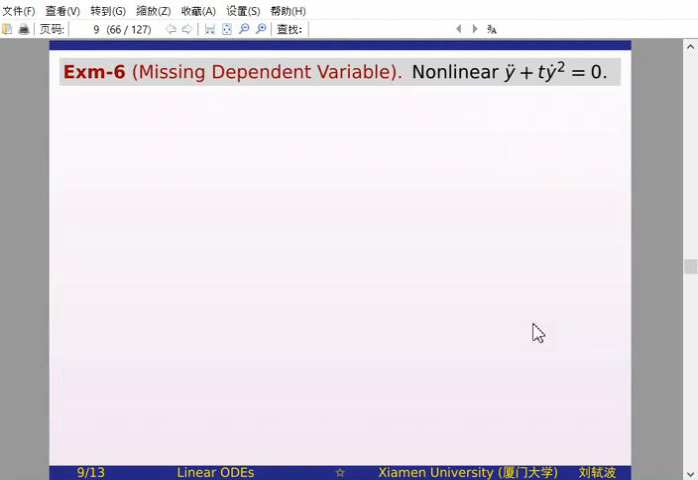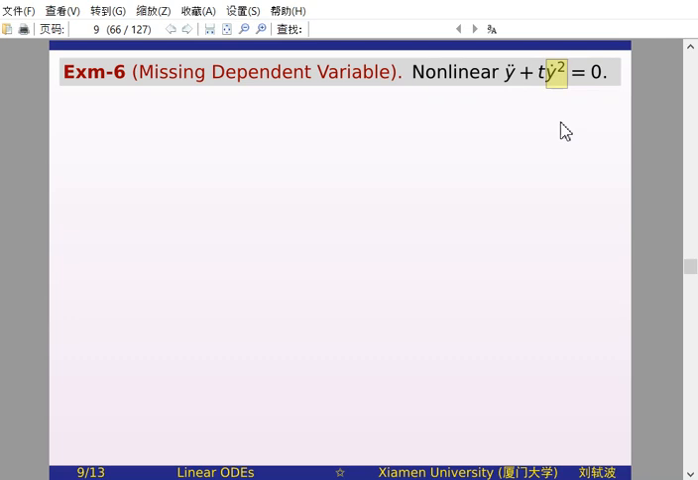We go back to the technique of solving differential equations. Here is an equation: y double prime plus t y prime squared is 0. Although this equation is very simple, it is a nonlinear equation, nonlinear because the derivative of y has a square here. Nonlinear equations are usually much more difficult than linear ones, in particular second order and higher order nonlinear equations.